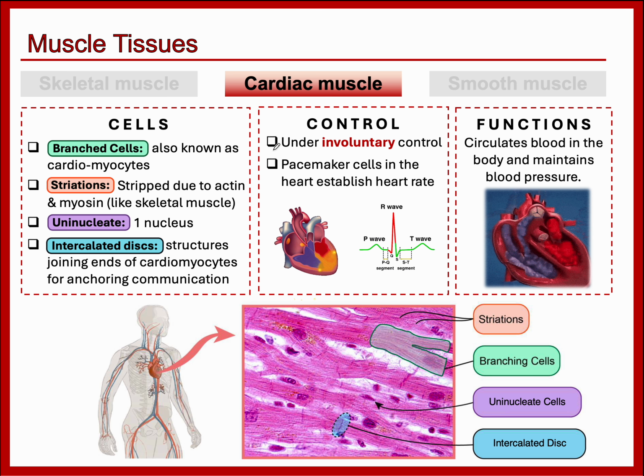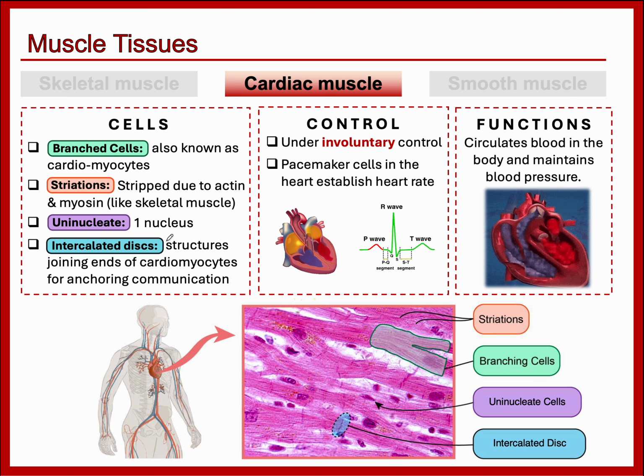Next one, cardiac muscle. How do I differentiate this under the microscope? They are branched cells. They still have striations. You don't see them very well in this drawing, unfortunately, but please believe me, there are mini striations over here. That means that there is actin and myosin that are aligned. However, they are uninucleate, so they have one nucleus only.